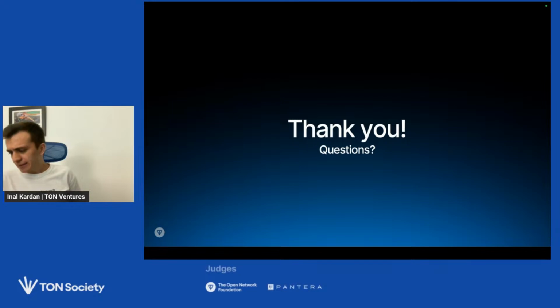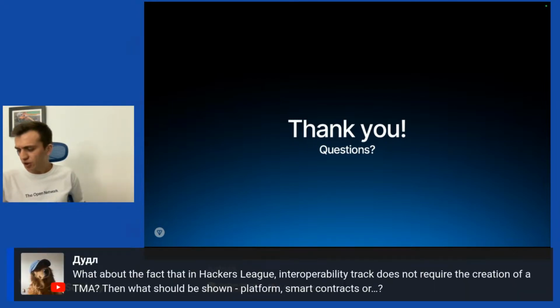What about the fact that in Hackers League, the interoperability track does not require the creation of a mini app? Then what should be shown? Platform, smart contracts, or... yeah, good question. As I already mentioned, there are some tracks where you can build public goods, where you can build not only things related to mini apps. I mentioned that at the beginning.